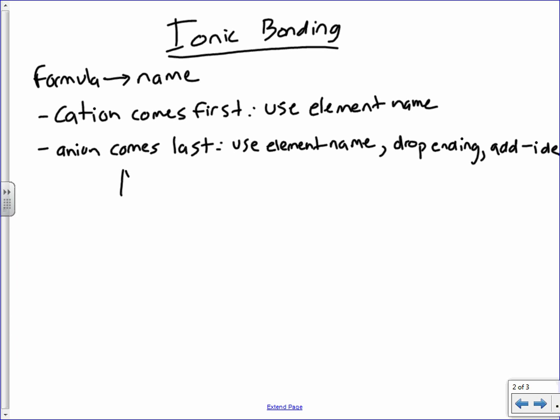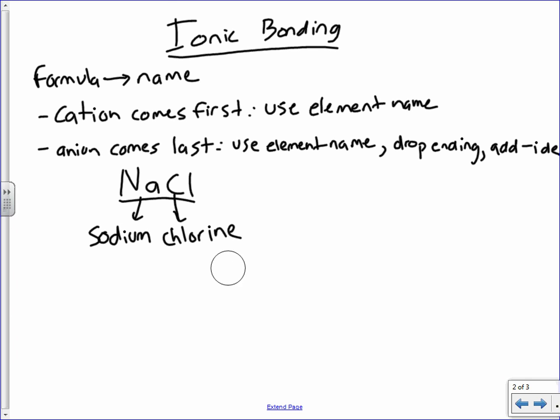So if you have NaCl as the chemical formula that you're working with, all right, for the cation, we just write sodium. That's our element name. For the anion, the element name is chlorine. So we drop the ending, and we add IDE, sodium chloride. So this is an ionic compound, and that's how you name it.